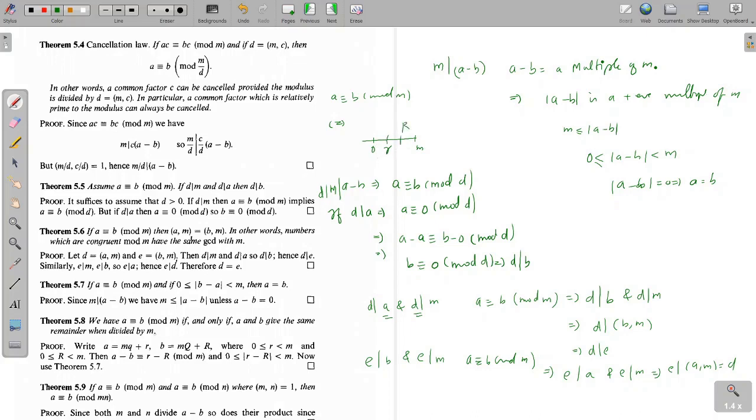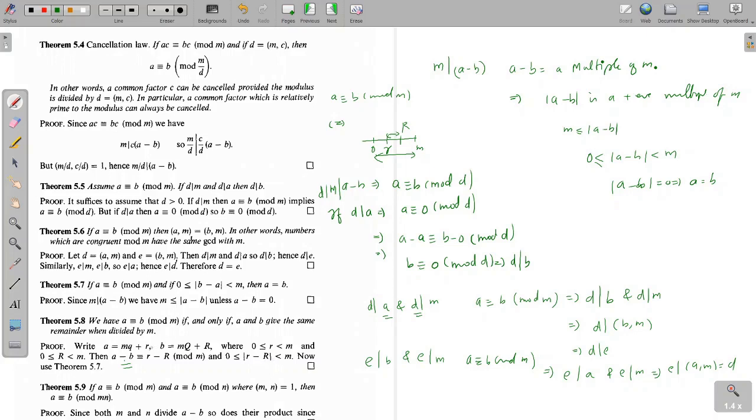Then from these two equations you can write A minus B is equal to r minus R plus M times Q minus q. So that is a multiple of M. So you can write it as A minus B is congruent to r minus R mod M. But mod r minus R is always less than M, because this distance is always less than this distance. From this equation you can get A minus B is a multiple of M. That is our assumption. A minus B is a multiple of M, then r minus R is a multiple of M. So mod r minus R is a non-negative multiple of M, which is strictly less than M. So the only possibility is r is equal to R.